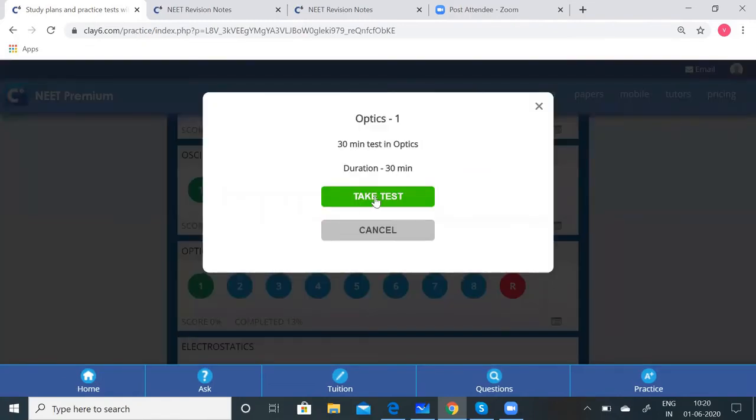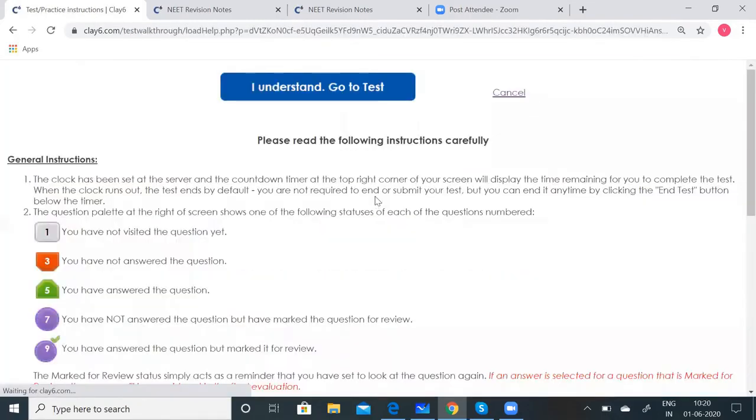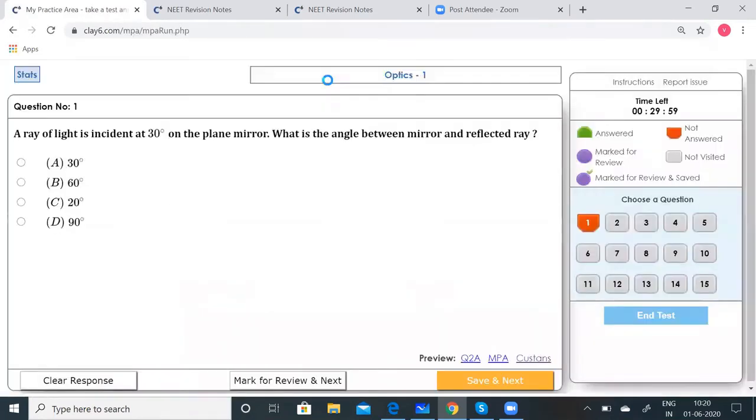Click on that. Click on take test. Go to test. Now it appears. The first question says, a ray of light is incident at 30 degrees on the plane mirror. What is the angle between the mirror and the refracted ray?